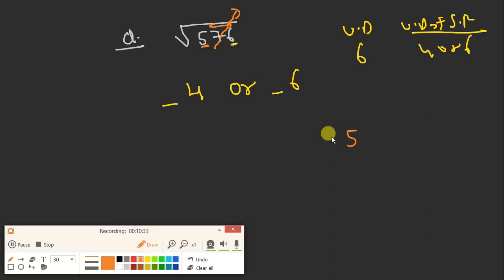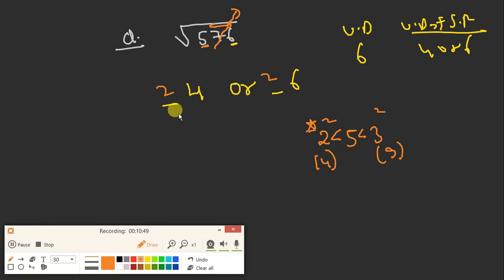This 5 is coming between what? It is coming between 2 square 4 and 3 square 9, right? Is it clear? It is coming between these. Okay, so now you will write 2 because 2 is the smaller, right?